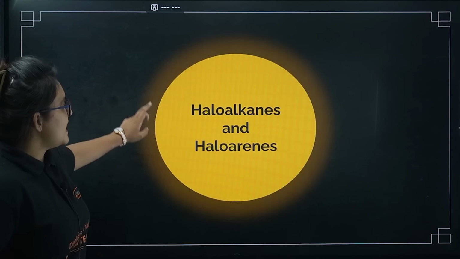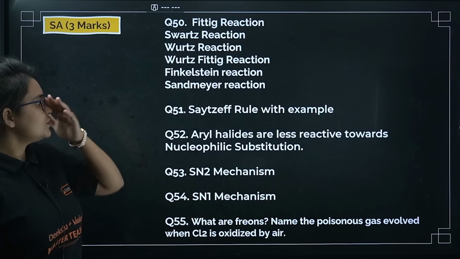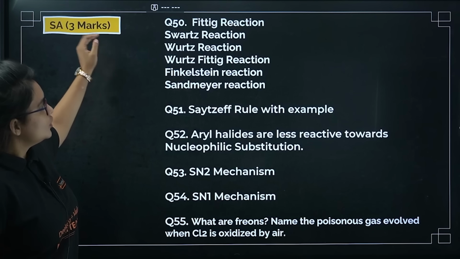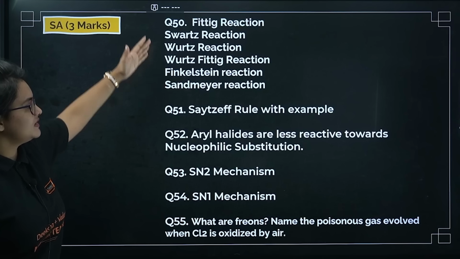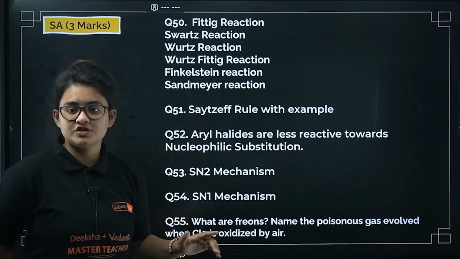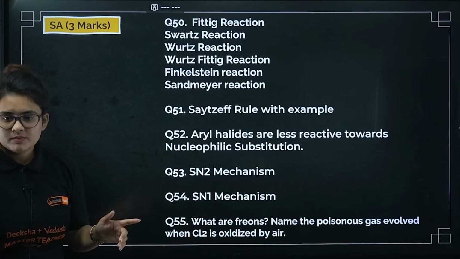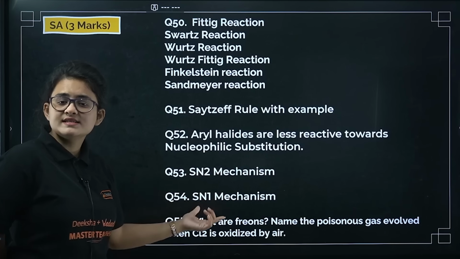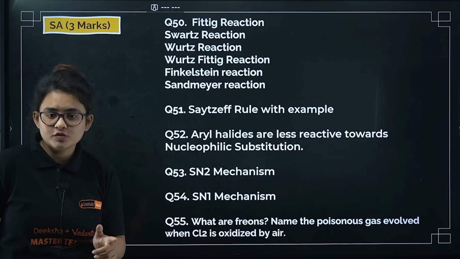Let's go. Haloalkanes and haloarenes. So these name reactions: Fittig reaction, Swarts reaction, Wurtz reaction, Wurtz-Fittig, Finkelstein, Sandmeyer. These are the name reactions you must do. Any one can come in your examination, as a direct question. Okay, Saytzeff is very important. Questions related to nucleophilic attack. Okay, SN1 and SN2 mechanisms you must do.